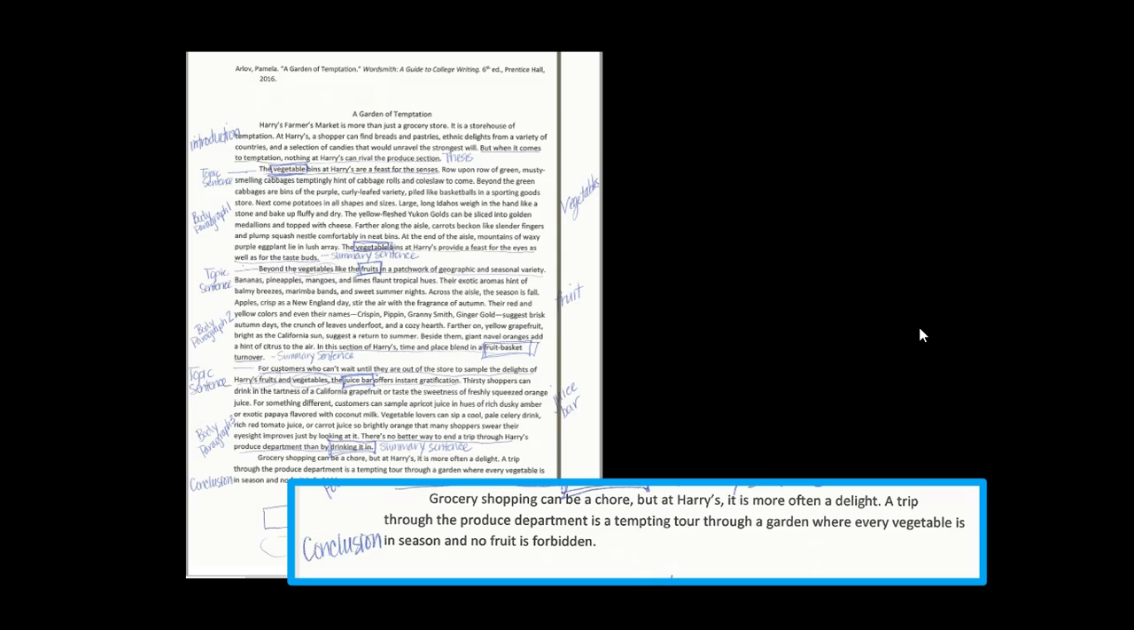Grocery shopping can be a chore, but at Harry's it is more often a delight. A trip through the produce department is a tempting tour through a garden where every vegetable is in season and no fruit is forbidden. It's fruits, vegetables, juice bar is kind of implied, not directly in there, but still the conclusion matches the whole essay.